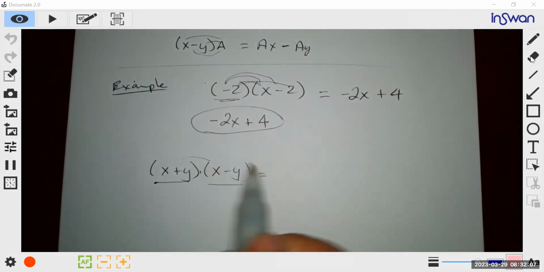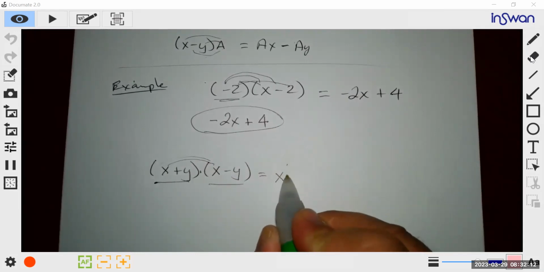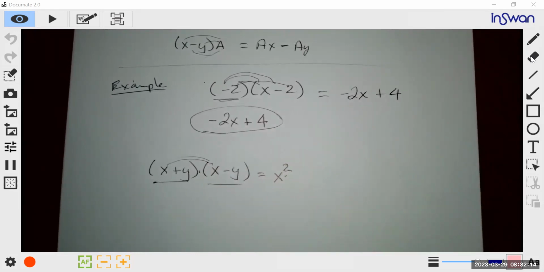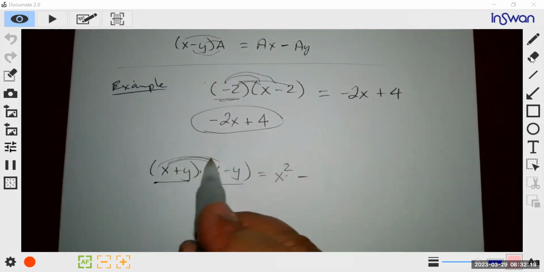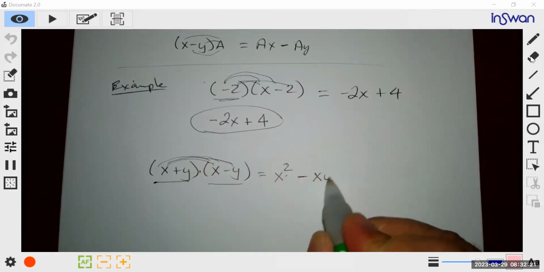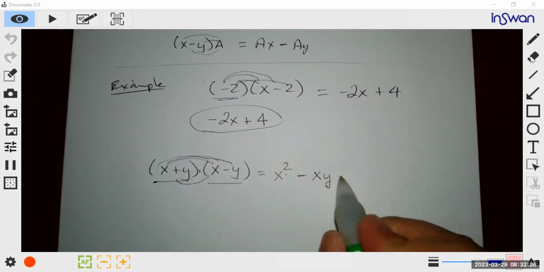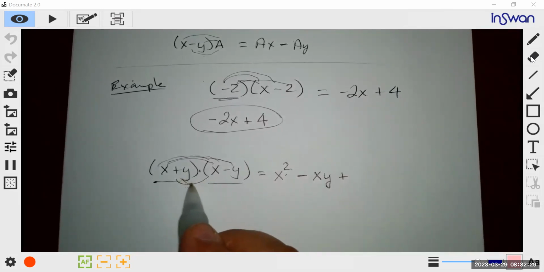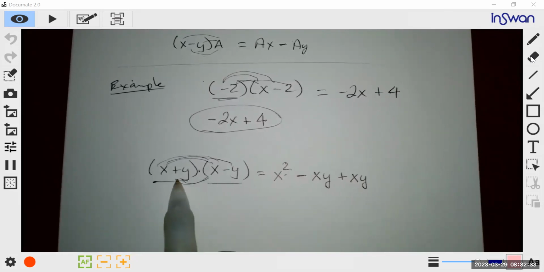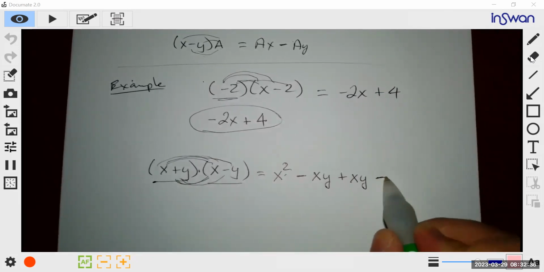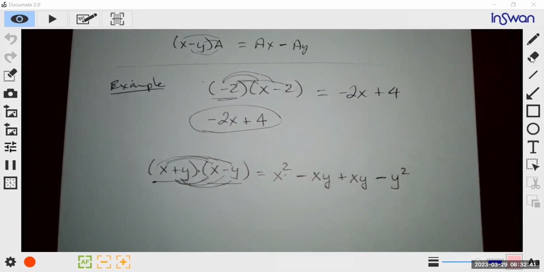Positive times positive is positive. X times X is X squared. Positive times negative is negative. X times Y is XY. Positive times positive is positive. Y times X is the same thing as XY because of commutativity. Positive times negative is negative. Y times Y is Y squared.